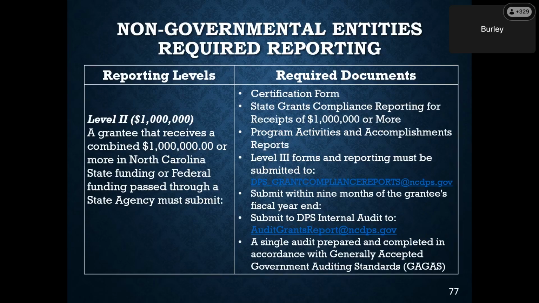Level 2 is for grants of $1 million. The 3 forms needed and submitted to the first email in bold are the certification form, the state grants compliance reporting for receipts of $1 million and more, and program activities and accomplishments reports. Please pay attention that you must also submit to DPS internal audit at the second web address in bold, within 9 months of the grantee's fiscal year end, a single audit prepared and completed in accordance with the Generally Accepted Government Auditing Standards.